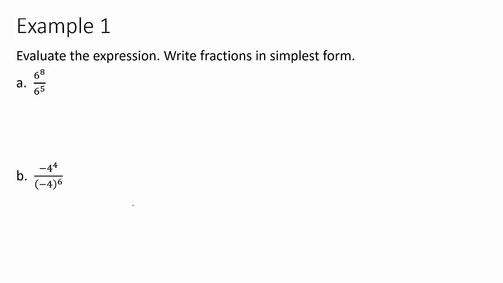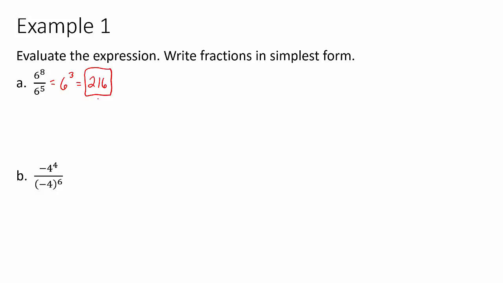Example 1 says evaluate the expression and asks us to write fractions in simplest form. So the idea when we see the word evaluate is that we want to actually figure out what the answer is. So we will use our quotient of powers rule and say 6 to the 8th over 6 to the 5th. I'd subtract my exponents and get 6 cubed. And then we want to figure out what 6 cubed is. 6 squared is 36. Then you times it by 6 again, and you get 216.